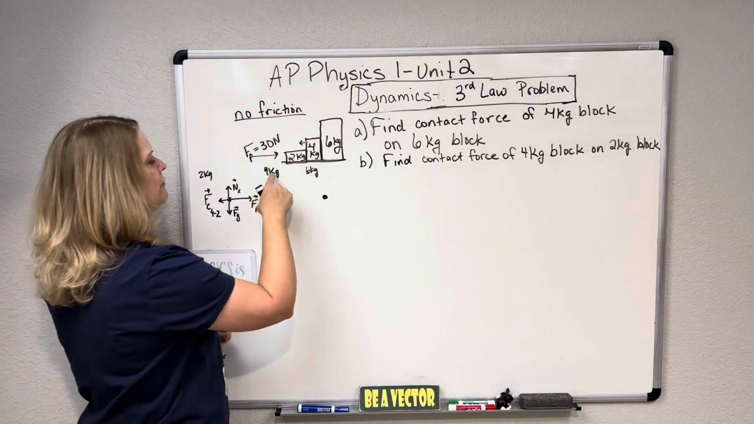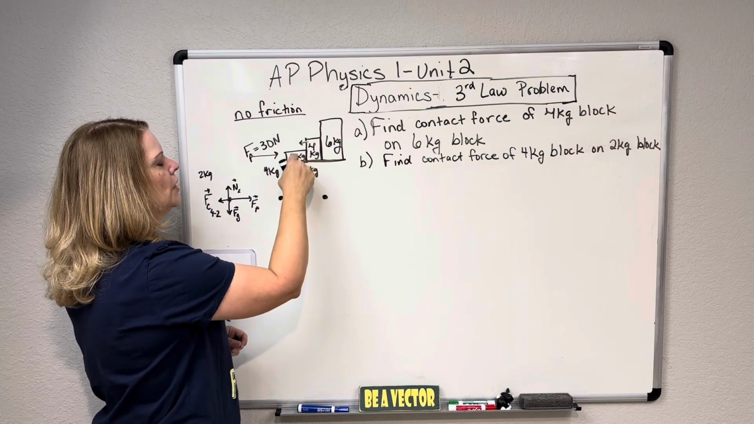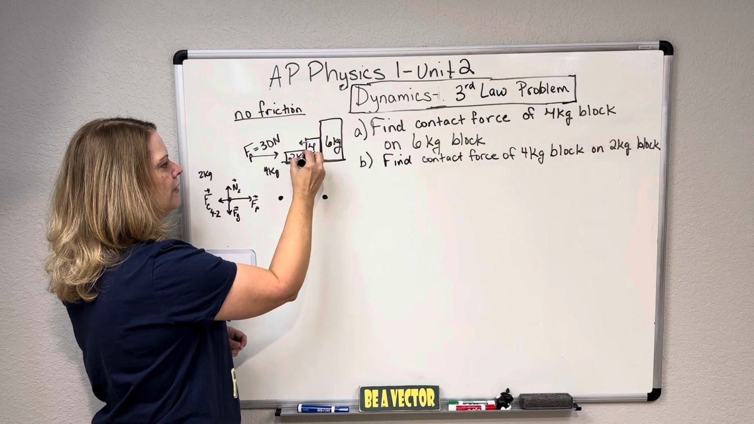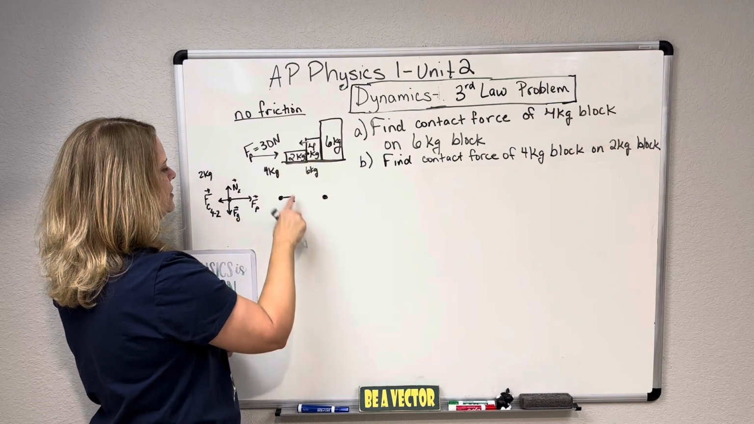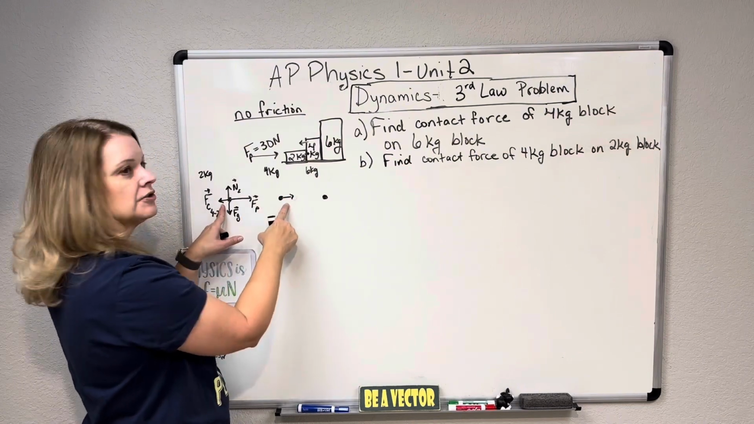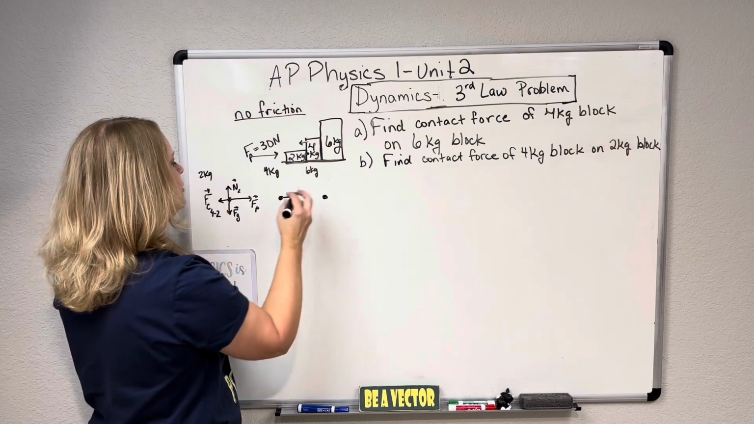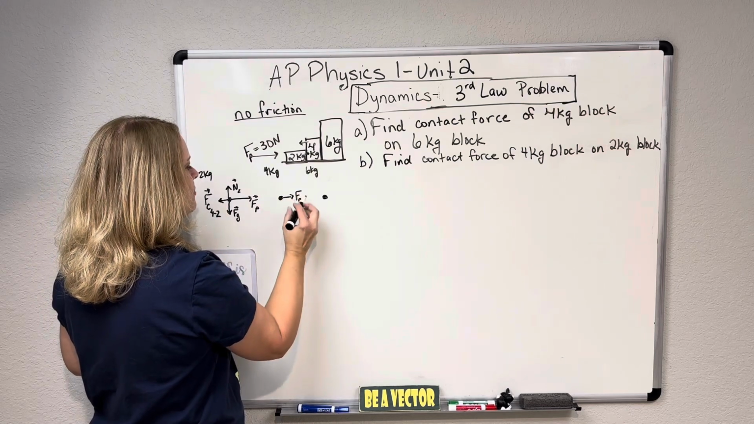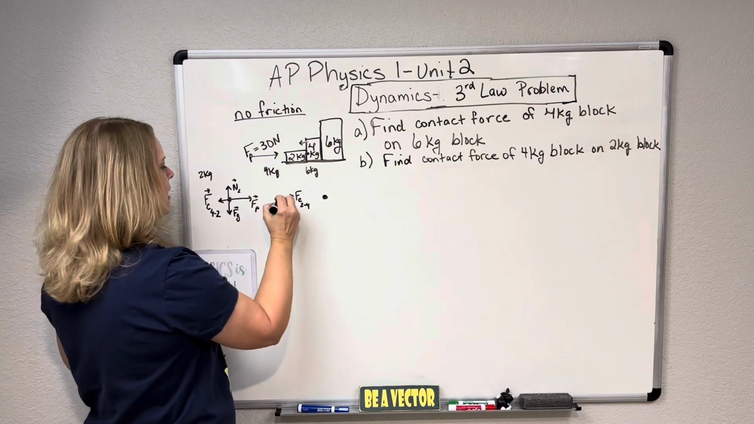Now we're going to go over to the 4 kilogram. All right, 4 kilogram, I have the 2 kilogram block pushing on the 4 to the east. So I'm going to call that, and those have to be equal. If I did them at the same length, they have to be equal because we said these are third law pairs. That means for every action, there's an opposite and equal reaction. So that's the force of the contact, but this time I'm going to call it 2 on 4 instead of 4 on 2.